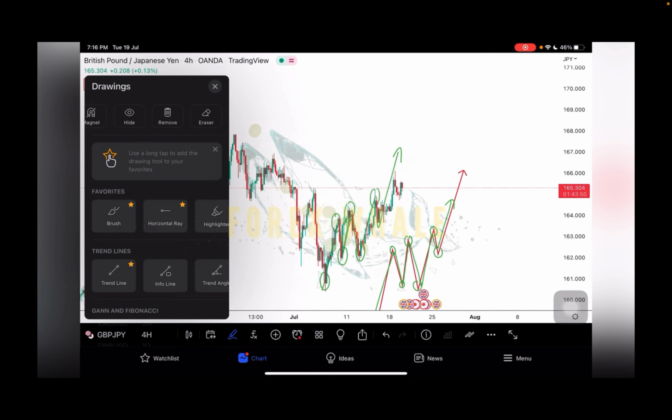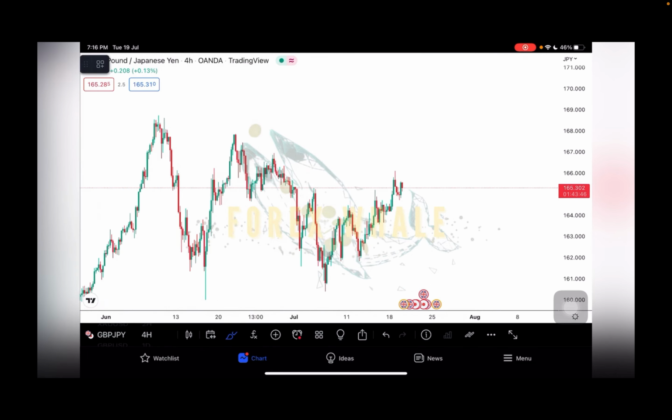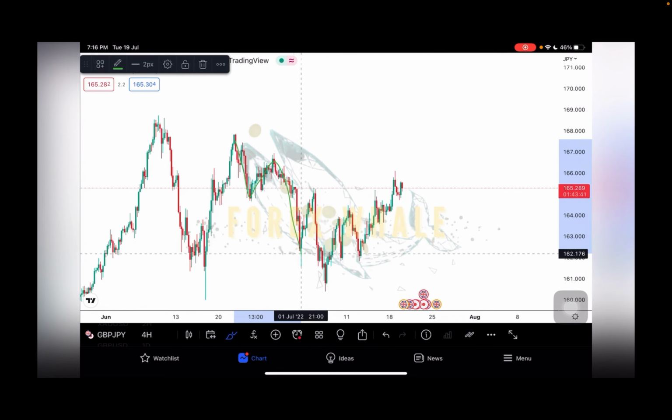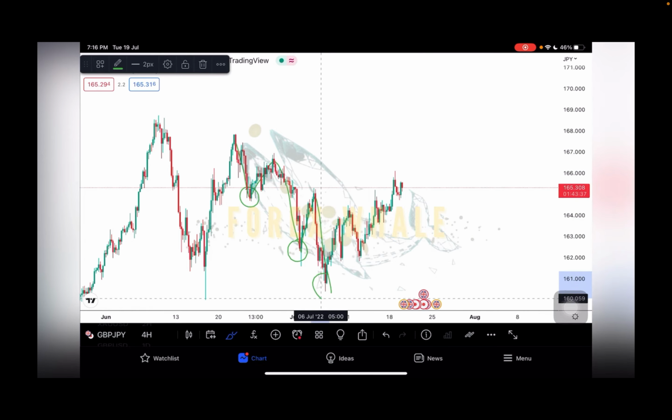Let's go through it again. Look, lows, lows, lows. So this signals a downtrend. So you can look for a sell opportunity here. This would be your first sell opportunity. This will be your second, although it failed, but you can counter with a buy later on.